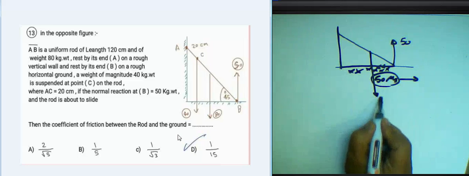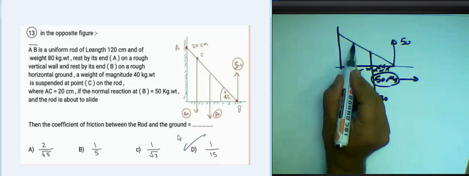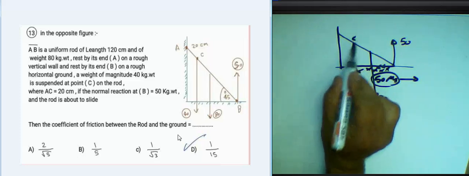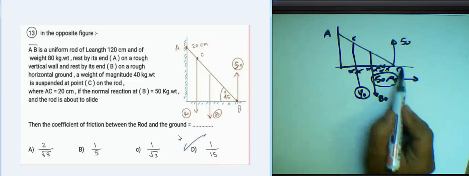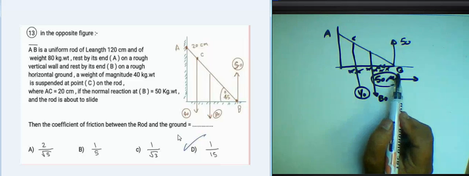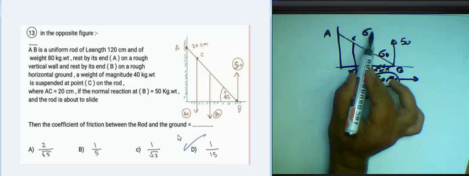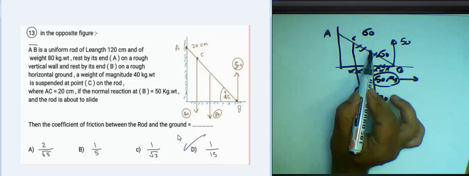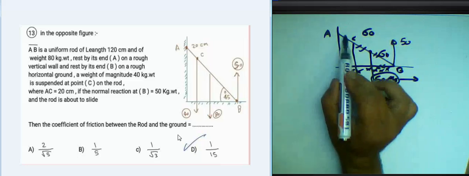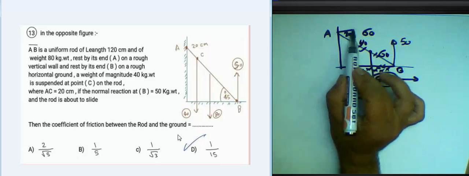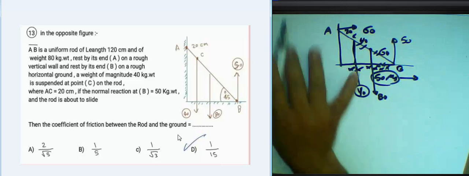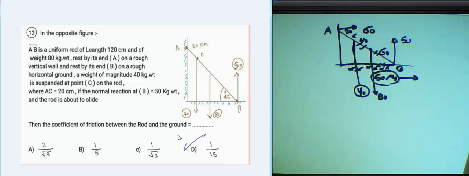He gives us the weight 80 here and the weight 40 at the point C, here A, and this point P. The length here equals 120, so half is 60, because the weight acts at the midpoint, and he gives us 20, and this will be 40. The reaction at A I don't know, so I can find the moment about A equals 0, because the rod is in equilibrium, so the sum of moments of all forces about any point equals 0.